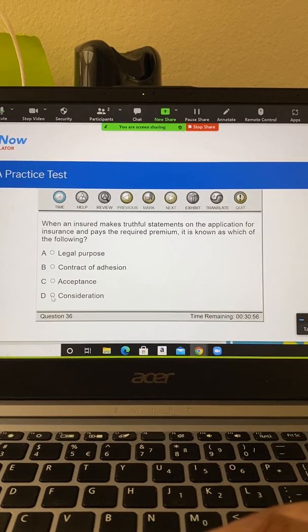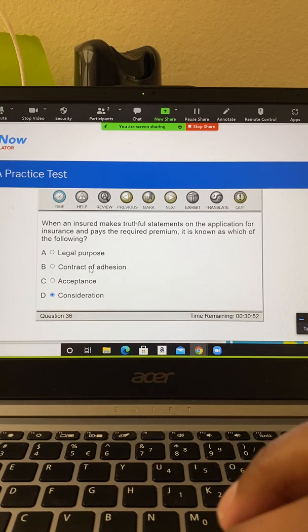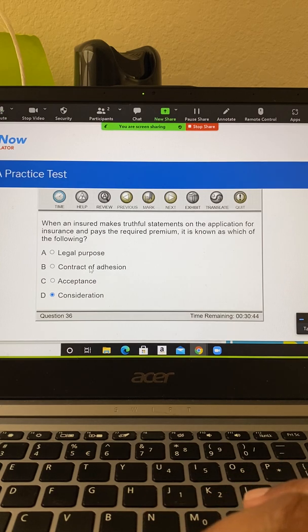The answer is, I think it's consideration. Because that's what the client agrees to pay. I mean, that's what the insurer can use to decide whether they're going to cover them or not. Okay. Acceptance is when they actually issue the policy. Okay. All right, next.